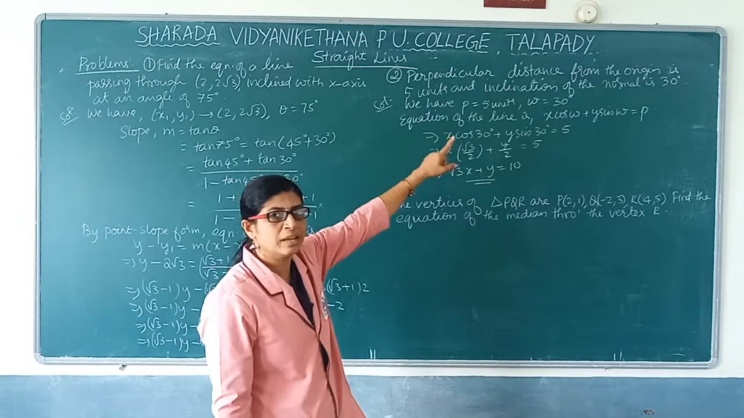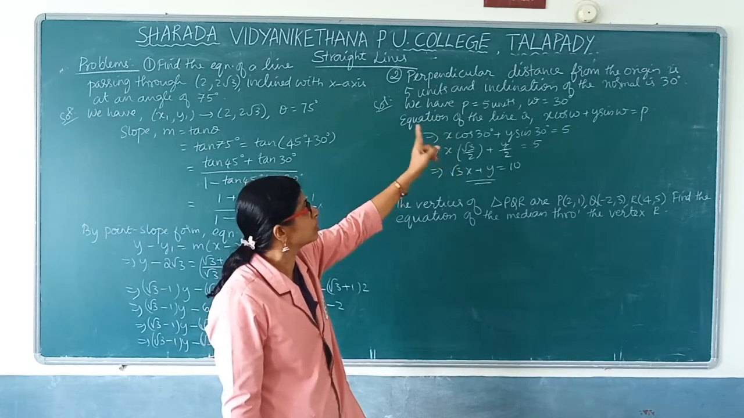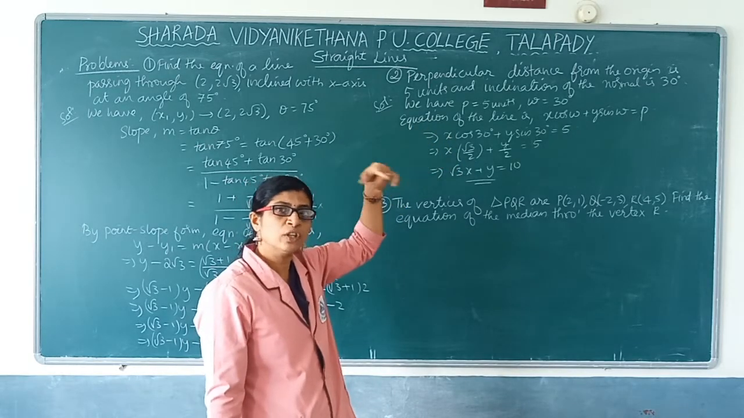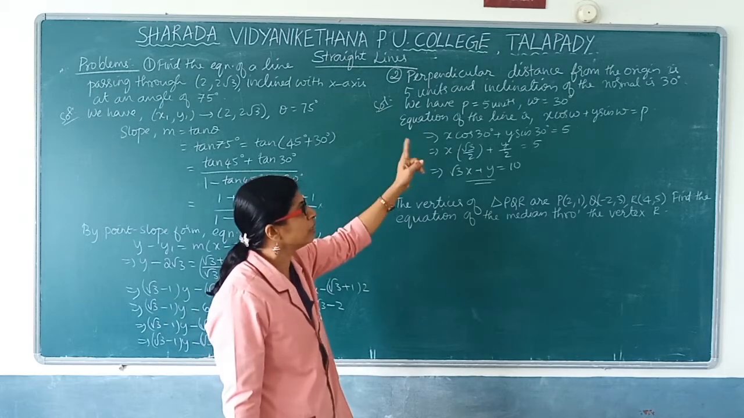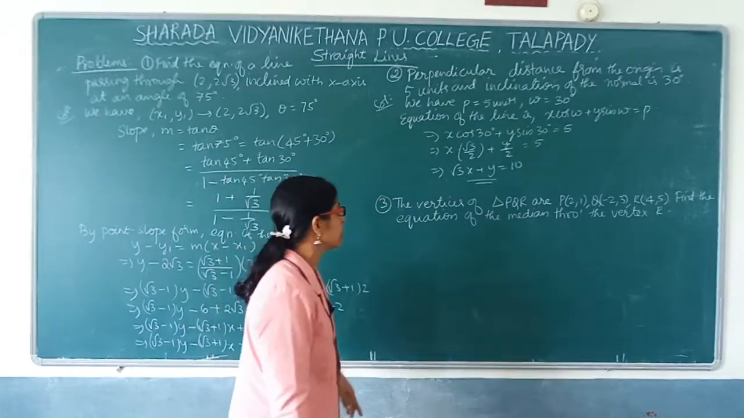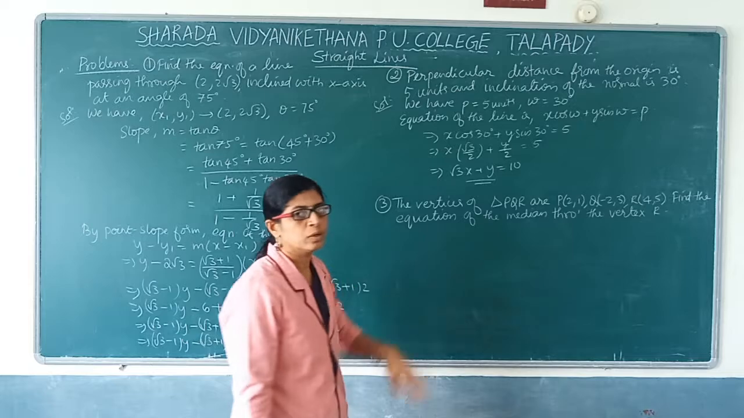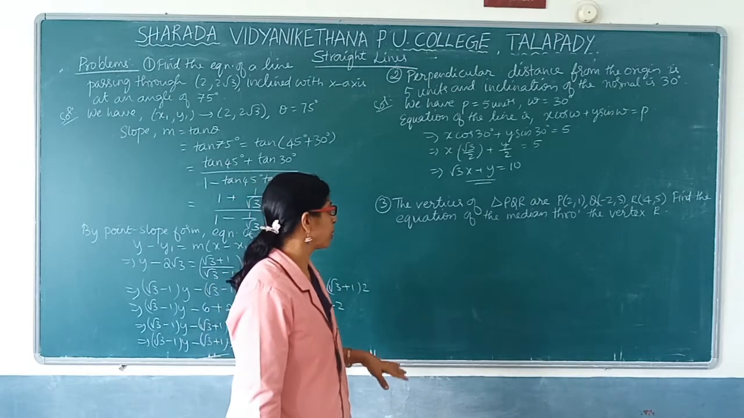Given the equation of the line, the perpendicular distance from the origin is given and the inclination of the normal is given. Not of the line, it is the inclination of the normal that is given. So root 3x plus y is equal to 10 is the equation required.